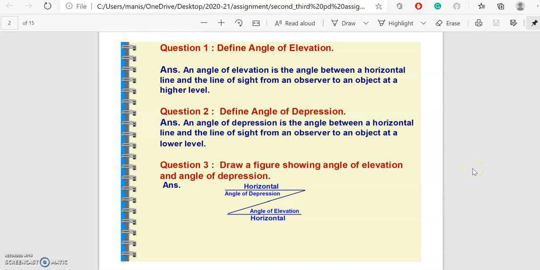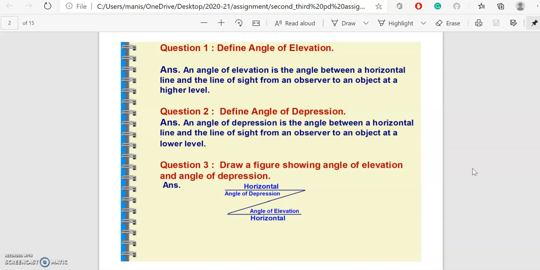Question number 1. Define angle of elevation. An angle of elevation is the angle between a horizontal line and the line of sight from an observer to an object at a higher level. Angle of depression means it is the angle between a horizontal line and the line of sight from an observer to an object at a lower level.